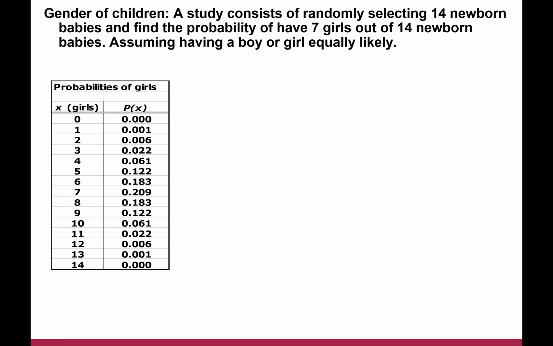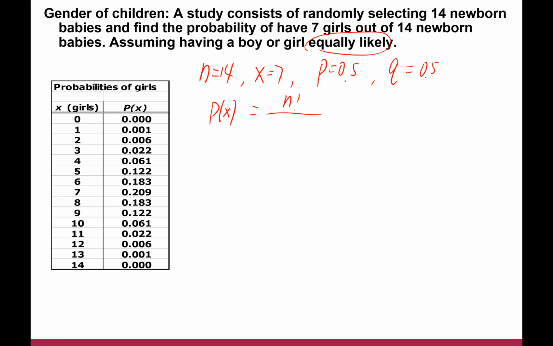So here n equals 14, x equals 7, we want 7 successes. They are equally likely, meaning the probability of success p is 0.5, and the probability of failure, getting a boy, is 0.5. Okay, we know all of this. Now we can use the binomial probability formula to find this. So P of x equal to n factorial over (n minus x) factorial times x factorial times p to the x times q raised to n minus x.